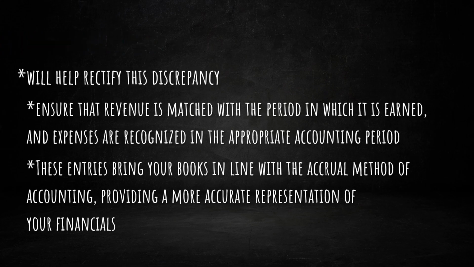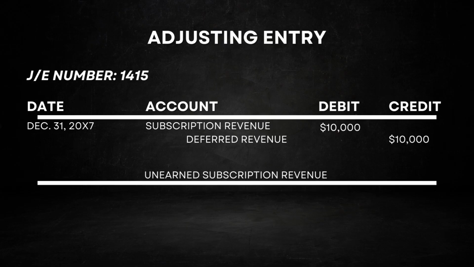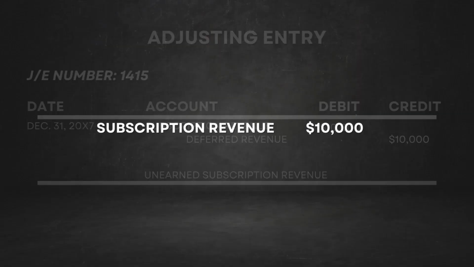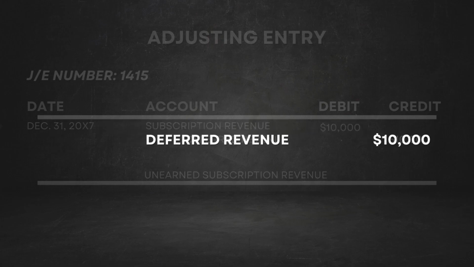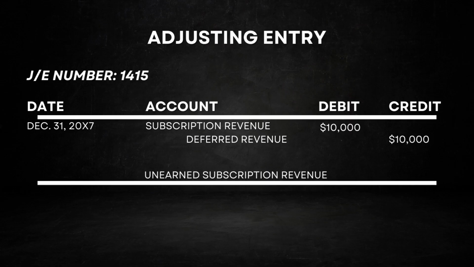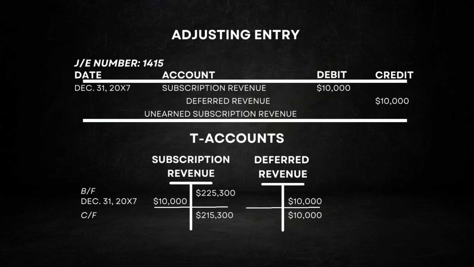To rectify the situation and align with the accrual method of accounting, we can post journal entries to reverse 3 out of the 12 months of your subscription revenue, which amounts to $10,000. This $10,000 will be temporarily held as a liability in an account called deferred revenue or unearned revenue. It's classified as a liability because you still have an obligation to provide customers with the Daily Gazette from January to March. By posting this entry to the general ledger, we can proceed to generate a new adjusted trial balance.